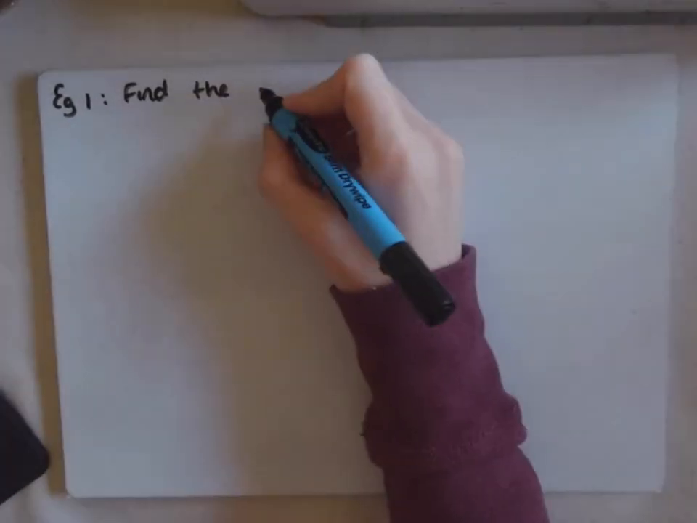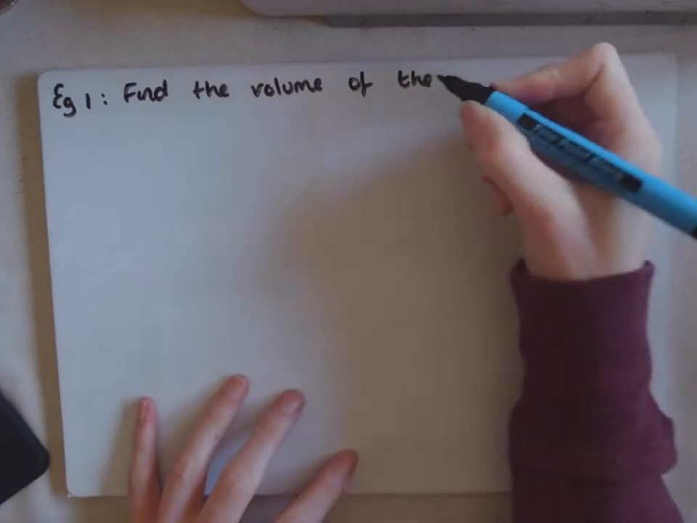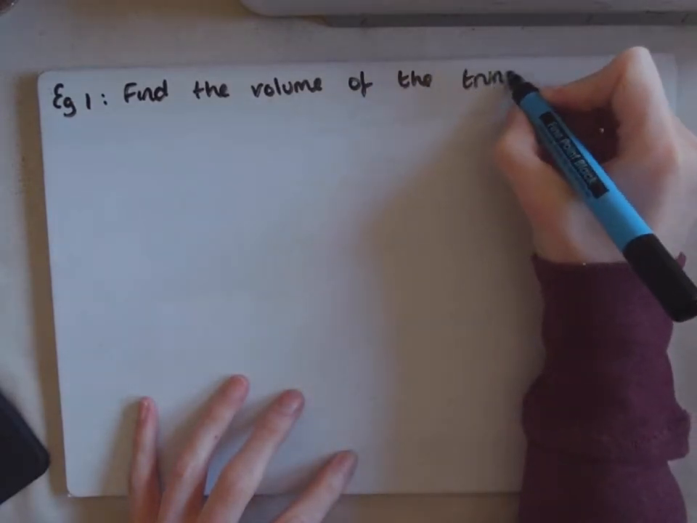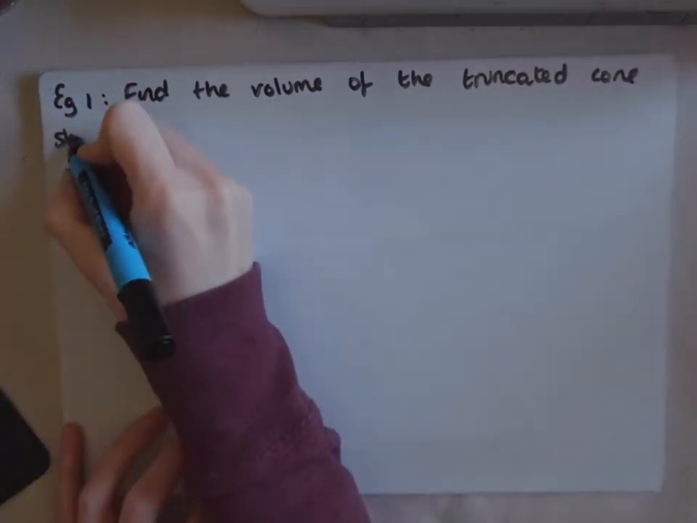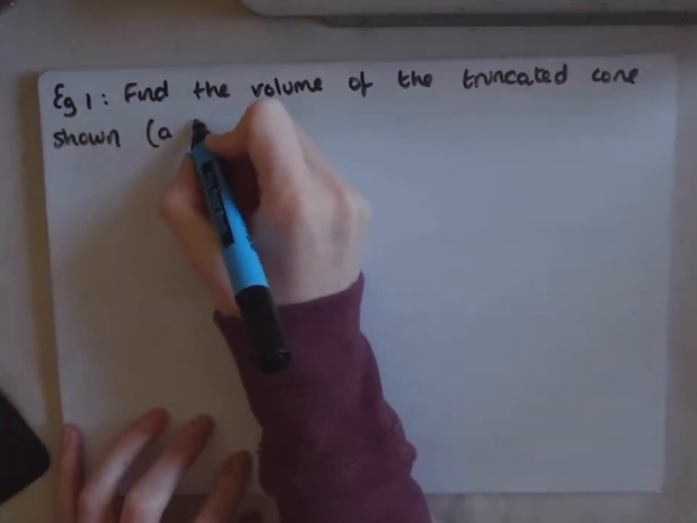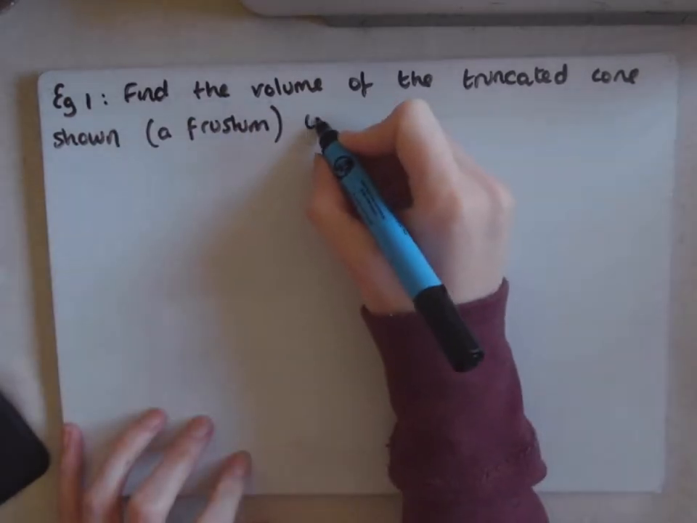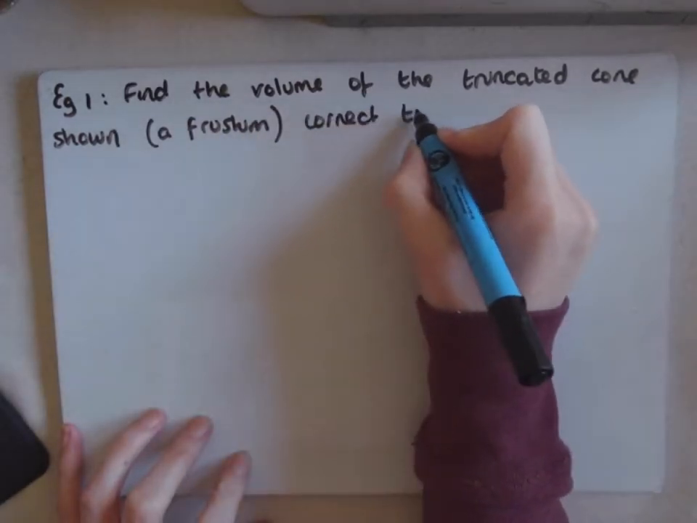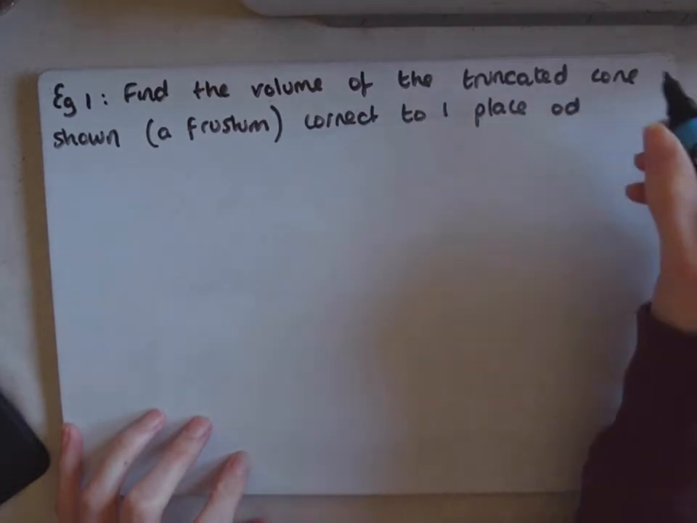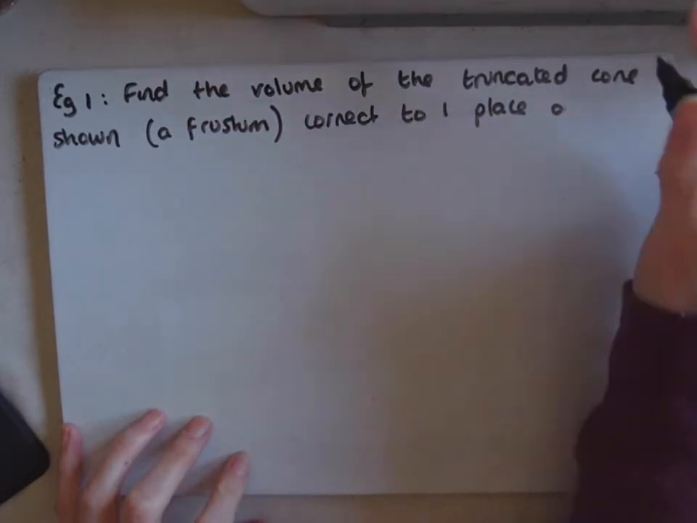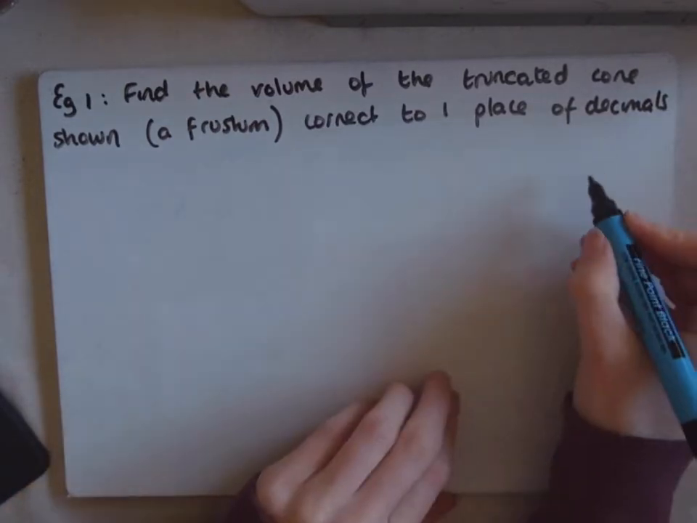Okay, so find the volume of the truncated cone. You'll see what that means now in a minute. Okay, and it's also sometimes called a frustum. Correct to one place of decimals. Okay, so we're looking for the volume of this shape.